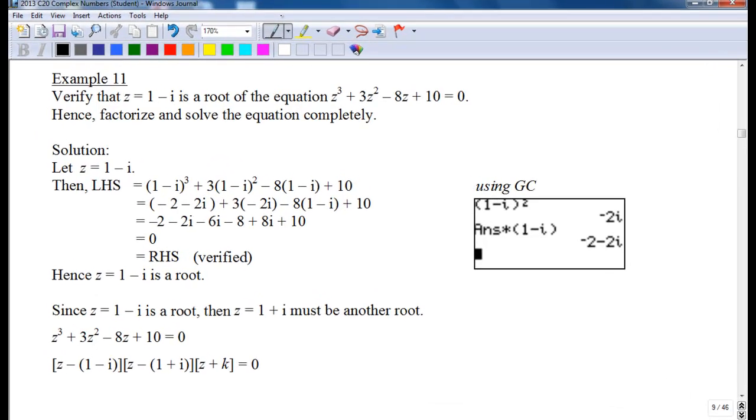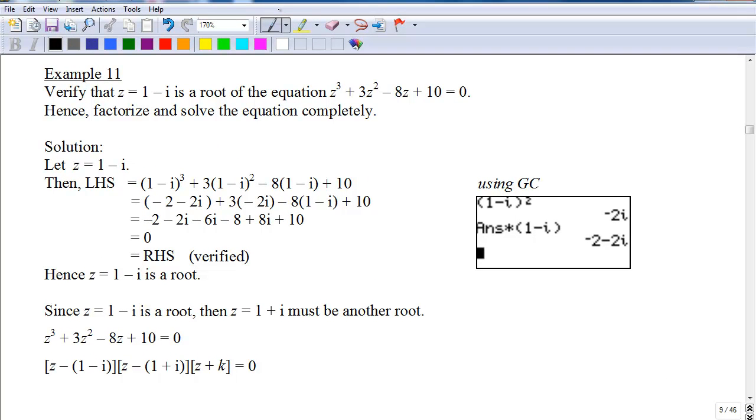Now let's take a look at example 11. Now we want to verify that z equals 1 minus i is a root of this equation, z cubed plus 3z squared minus 8z plus 10 equals 0. Now note that this equation very nicely is an equation with real coefficients: 1, 3, minus 8 and 10, they are all real numbers. Okay? So how do you verify?